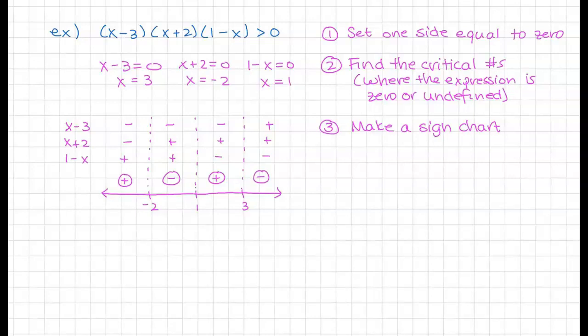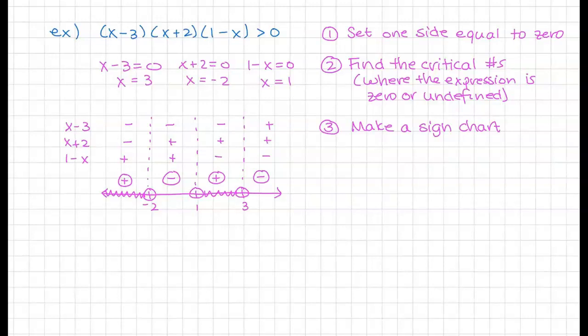So now let's go back to the original problem. We're looking at where this thing is greater than 0, not equal to 0. And remember, each one of these critical numbers made it equal to 0. So I want open circles on each one because I don't care about it being equal. And because I care about it being greater than 0, that's where the product is positive. And the product is positive right here in this interval and right here in this interval. And so now I have my answer in the sign chart.